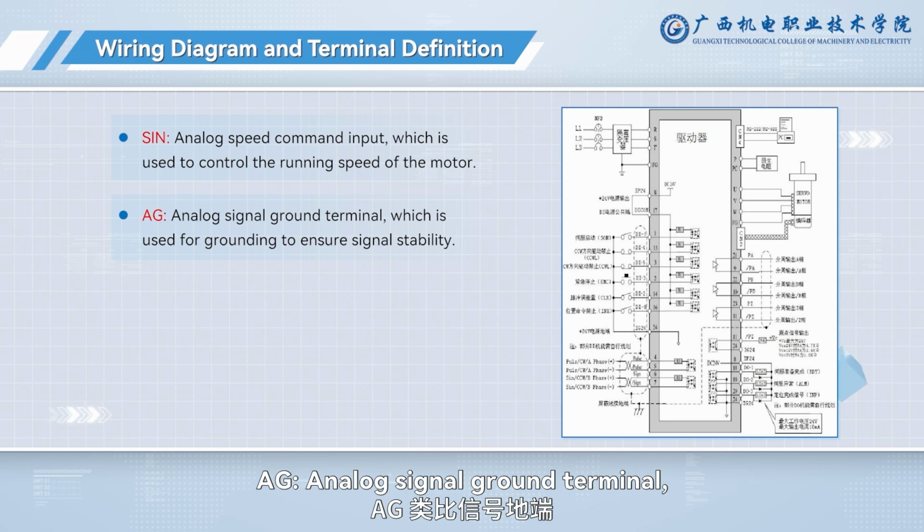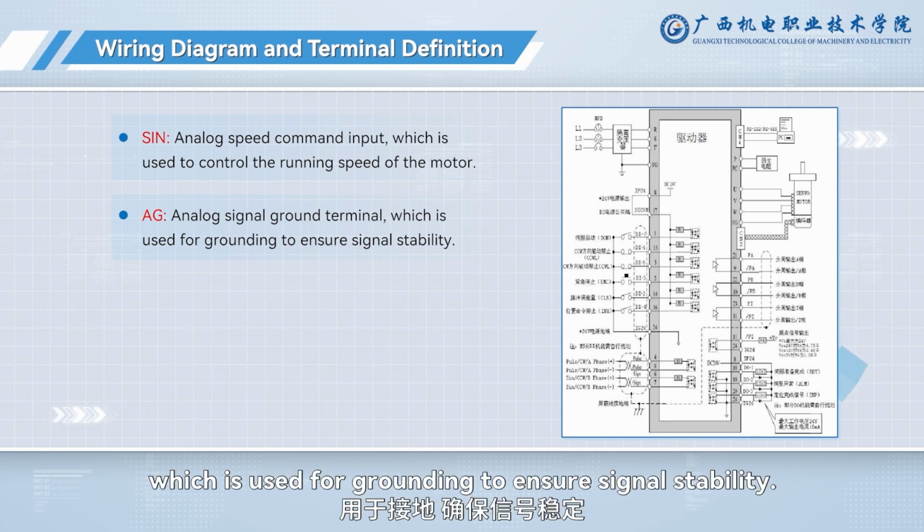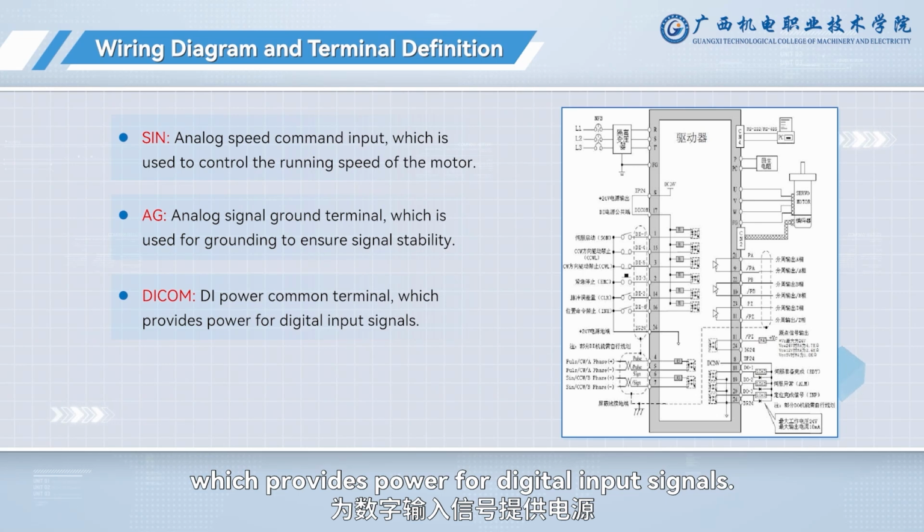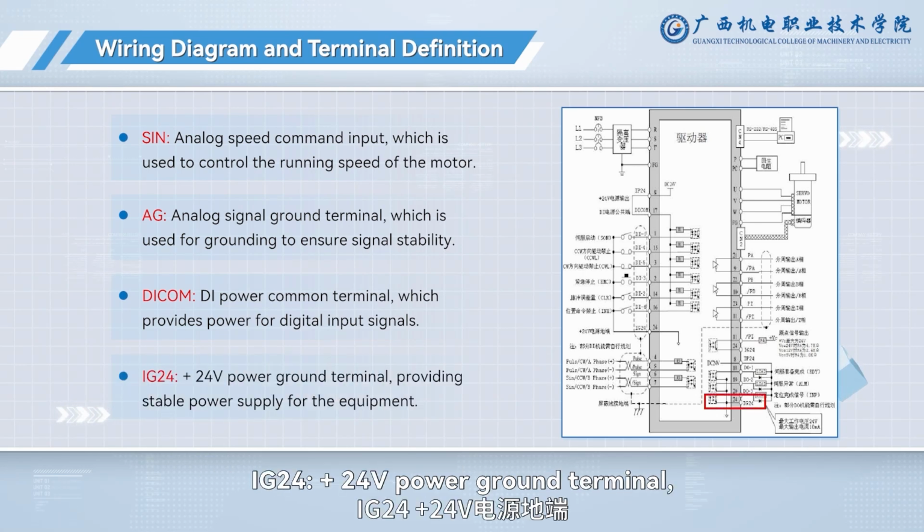AG. Analog signal ground terminal, which is used for grounding to ensure signal stability. DICOM. DI power common terminal, which provides power for digital input signals. IG24.